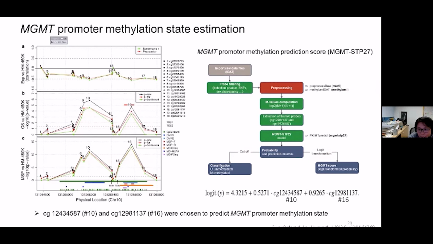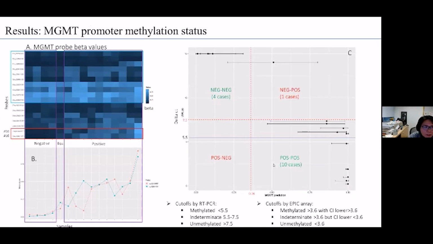The classifier adopted this approach because the same probes were used by this paper and also the array platform we are using now, to estimate the status for MGMT promoter methylation. So this is the formula for the MGMT promoter methylation prediction scores. With the help of Abby and Eric, we were able to compare the predicted MGMT score by EPIC array with their RT-PCR assay results for 14 cases.